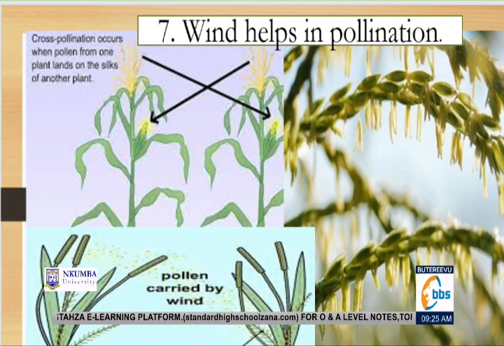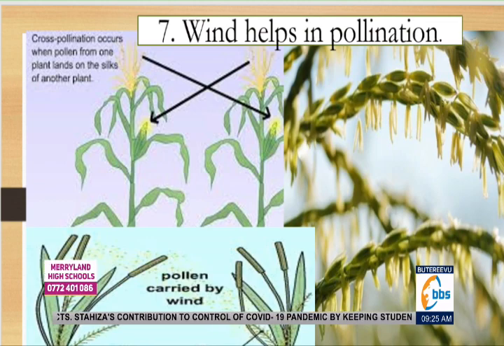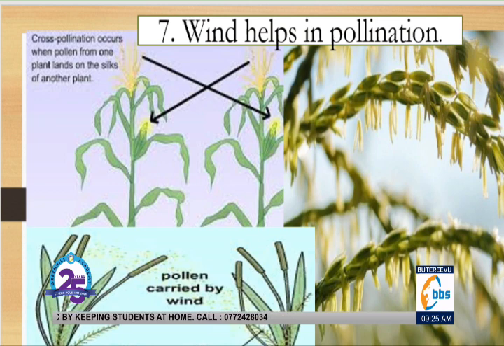Then wind helps in pollination. As you see there, wind helps in pollination of flowers. Where you see the arrows, that is cross-pollination. The pollen grains are crossing from the anther of one flower to the stigma of another flower of the same kind. And those pollen grains are light. That's why they can be easily carried by wind. So wind helps in pollination of flowers.